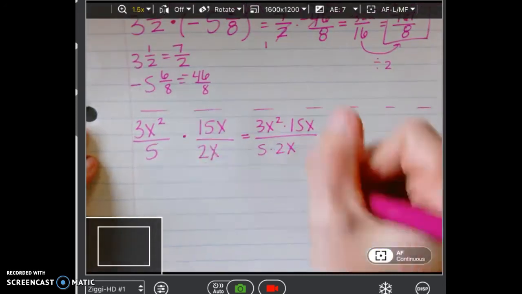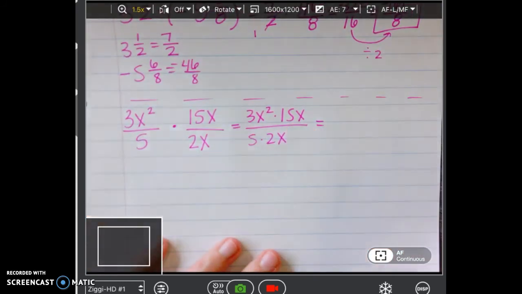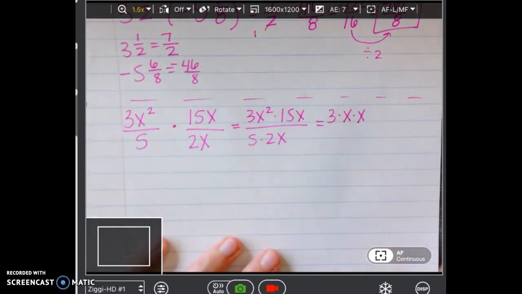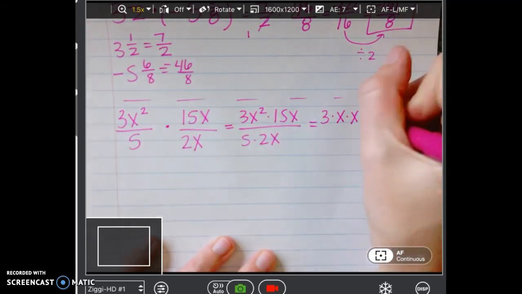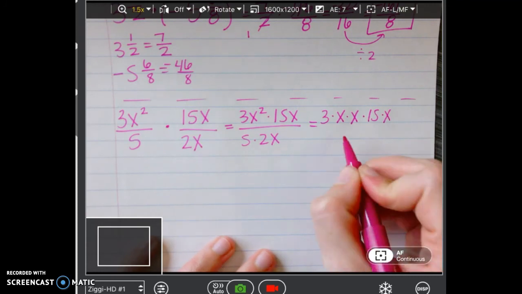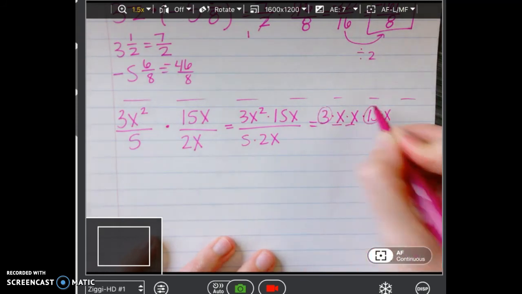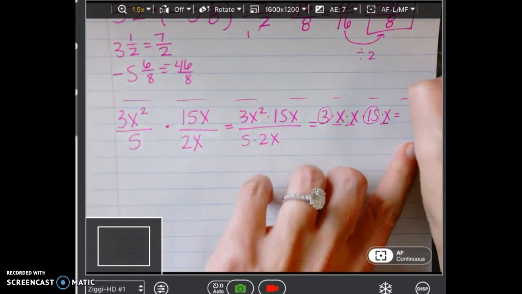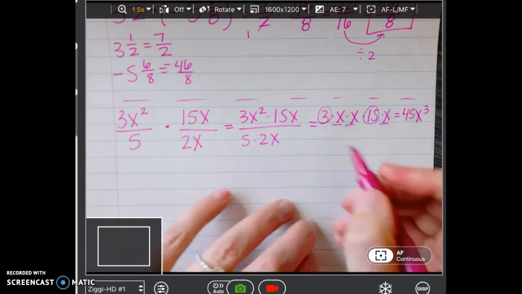And then I pause and think about my numerator. In my numerator, is there anything that I can combine or simplify? Well, 3x squared is the same as 3 times x times x. And then I'm multiplying that by 15x, which is really 15 times x. So in my numerator I have x three times, and then I have a 3 and a 15. Since I am doing x times x times x, that will equal x to the power of 3. 3 times 15 will give me 45.